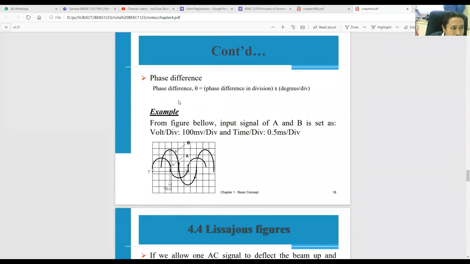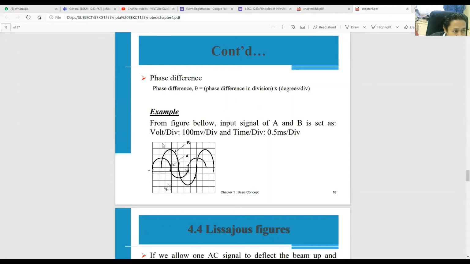This is for phase difference. The phase difference is calculated as the phase difference in divisions multiplied by degrees per division. Here is an example. You can see the input signal A and signal B. The peak to peak voltage is measured from this point to this point for signal A, and likewise for signal B.